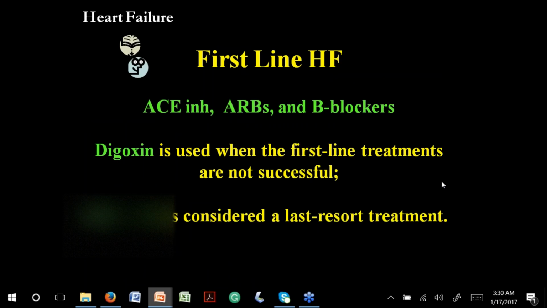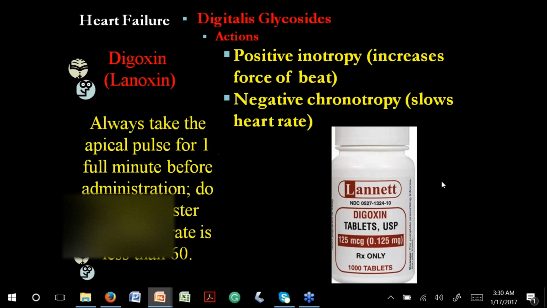All right, so the first line for heart failure drugs we talked about already is the ACE inhibitors, ARBs, and beta blockers. Digoxin is used when the first line treatments are not successful. So when the previous ACE, ARB, and beta blockers are not successful, we are going to use digoxin. So let's talk about digoxin, whose main brand is Lanoxin. Please, this is very important, very high yield.